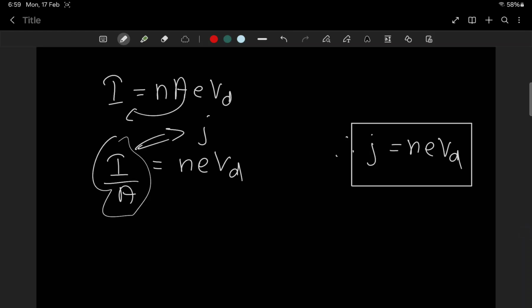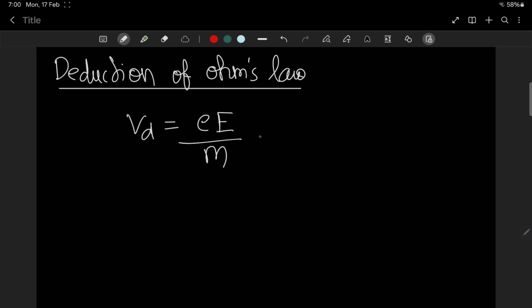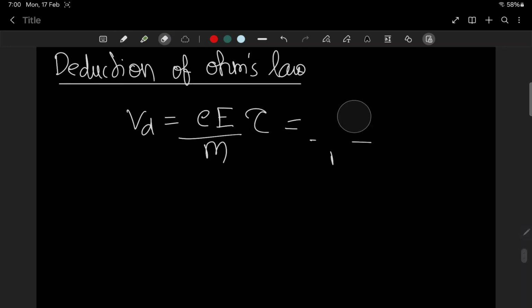Now we are going to do another important thing, the derivation of Ohm's law. We will derive Ohm's law using drift velocity. Drift velocity is equal to eE by m into tau. You know that E is equal to V by L, so substituting, it becomes eV by mL into tau.